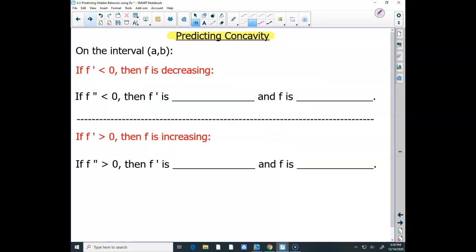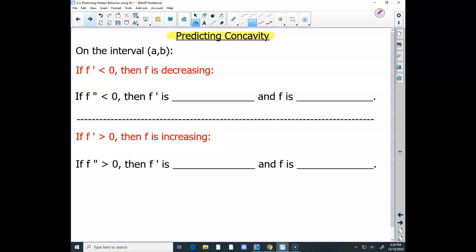So we're going to move on here, and here we're going to predict concavity. I'm not going to fill in this whole portion yet, because this gets a little funky in your mind sometimes, at least it does for me. And we're going to predict the concavity on the interval from A to B, okay?